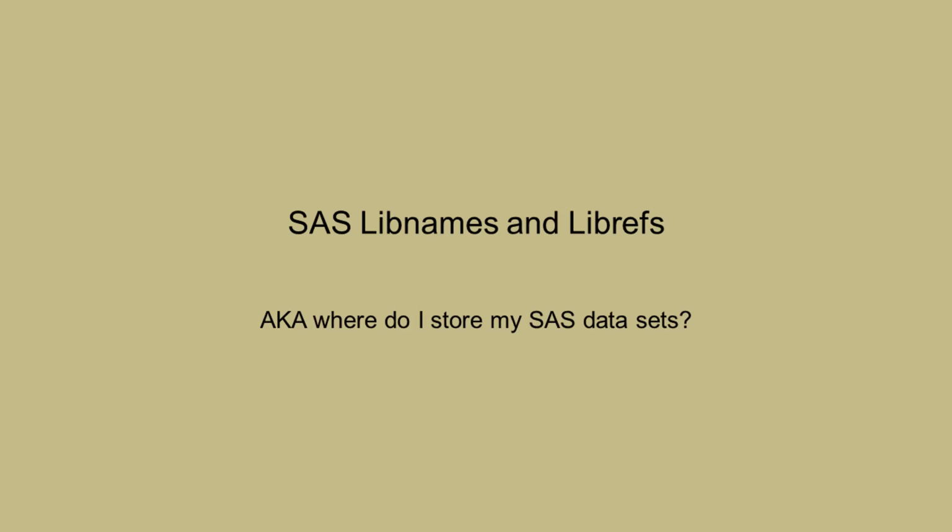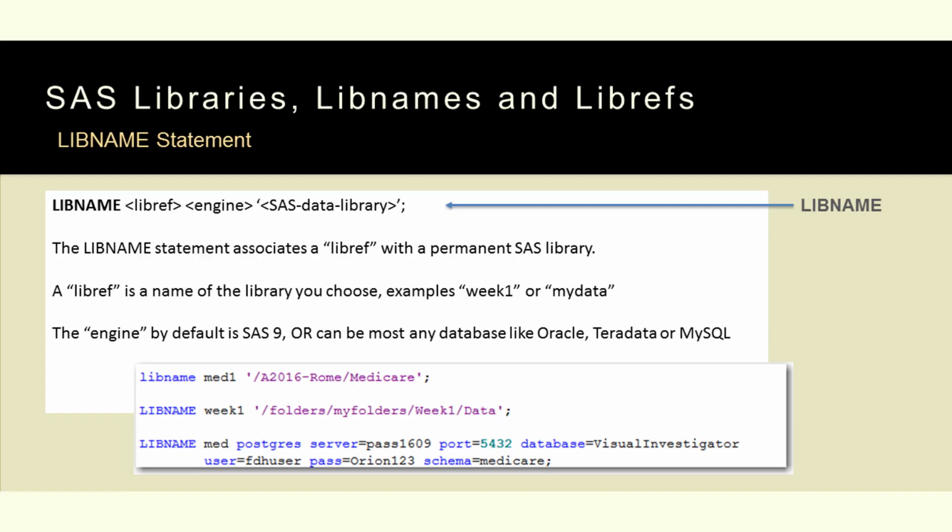All right, let's take a look at where SAS stores data and how it stores data. You often hear us refer to things like Libnames, Librefs, catalogs, libraries. It's all interchangeable. SAS has a libname statement, also known as a libname. That's how you define the library of where you want to store your data.